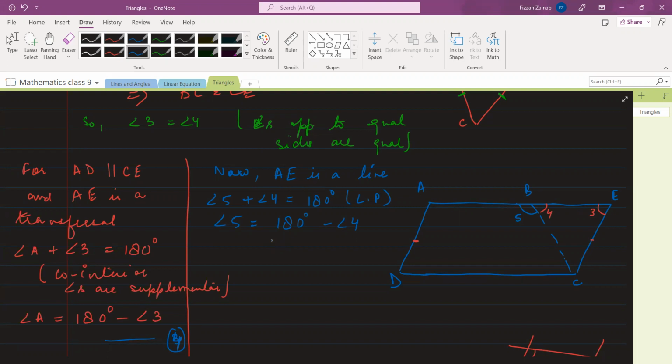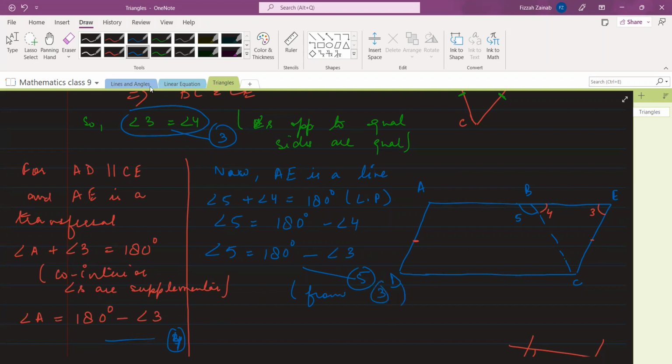Now, there was one more thing. Let me call this result my equation number 3. Clear? So in place of angle 4, now I can write angle 3. So angle 5 will be 180 degrees minus angle 3. Now you can call it equation number 5. Right? Because we have already shown that angle 3 is equal to angle 4, so that I have used here. In the bracket, you can say from third. So the third result you are using.